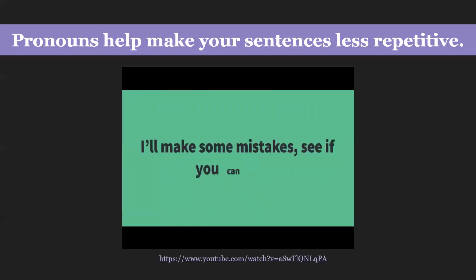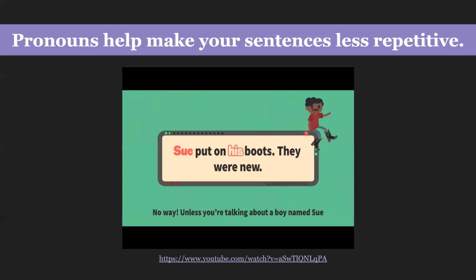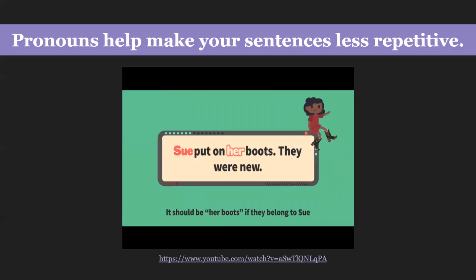See if you can catch the mistakes. Here are lines where the pronouns don't match. Sue put on his boots, they were new. No way, unless you're talking about a boy named Sue, or unless the boots belong to a dude. It should be her boots if they belong to Sue. The gender of the pronouns must agree.